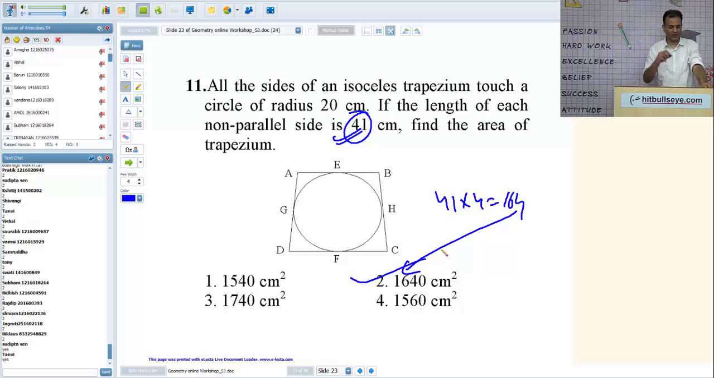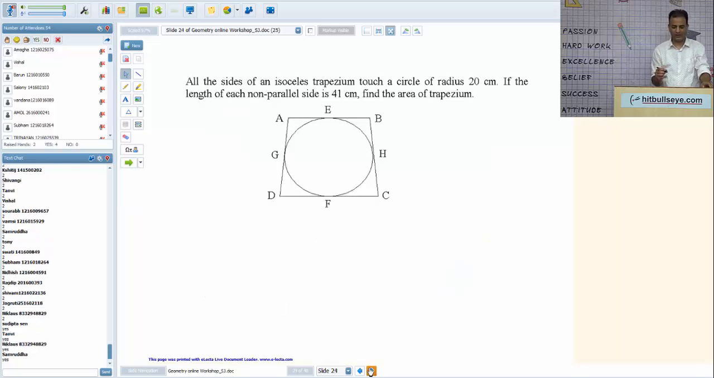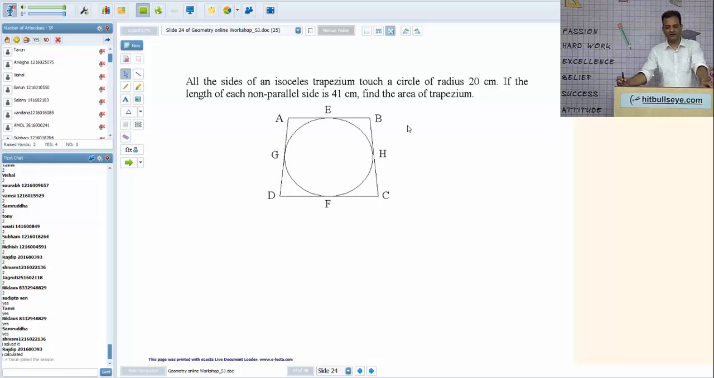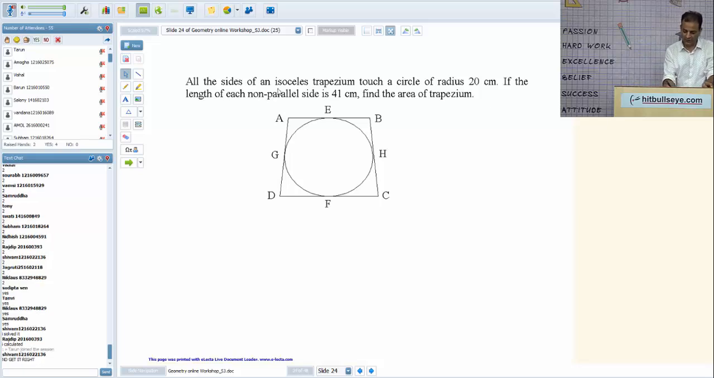Okay, now I will tell you the way also, friends. Now you can see the basic property. We know the formula for the area of a trapezium: half into sum of parallel sides into height. Now what is an isosceles trapezium?